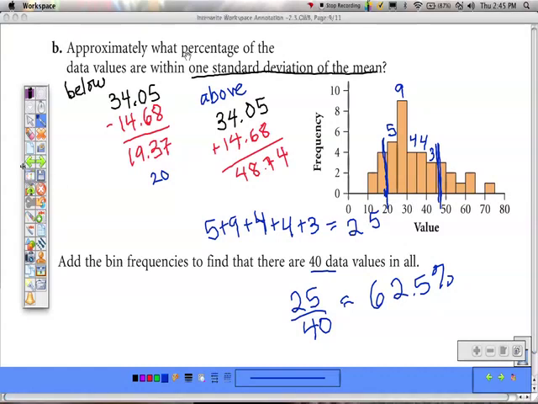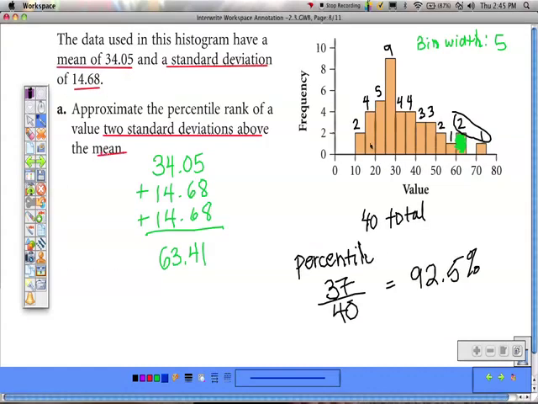Alright, to summarize, histograms have bins versus bars. The bins contain a range of values. For example, there's 2 data points between 10 and 15, 4 between 15 and 20, and so on. Percentile rank is everything below you. So if you are right here, to calculate your percentile rank, you add everything below you, divide by the total, and you're in the 92.5 percentile, or 93rd percentile.